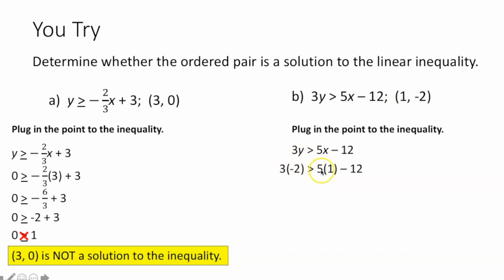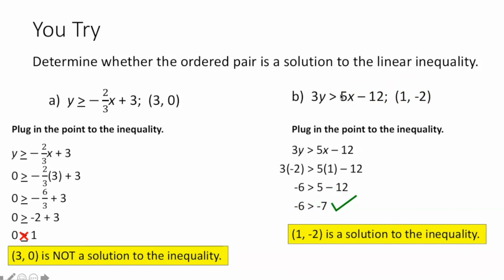Now we simplify. What is 3 times -2? That's -6. What's 5 times 1? That's 5. Now what is 5 minus 12? That gives you -7. Then you decide, is -6 greater than -7? Yes, it is. It's more positive, so it is greater. Therefore, (1, -2) is a solution to this linear inequality.